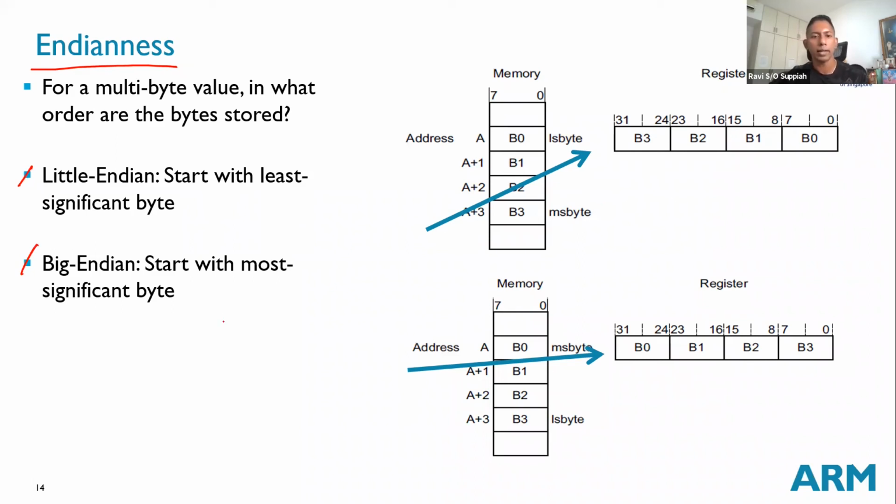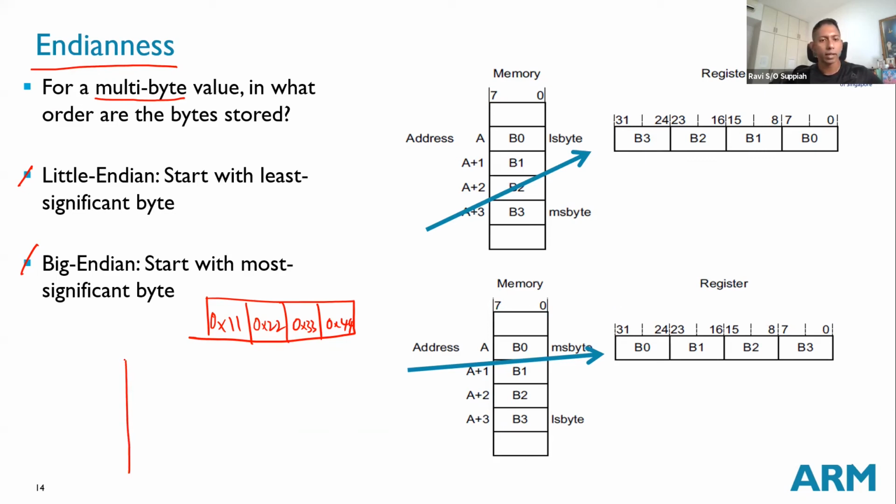If I give you a data, in hexadecimal, I give you 1, 1, 2, 2, 3, 3, and 4, 4. This is a 32-bit data. And if I say I want to store this 32-bit data, that means 4 bytes of data in my memory. So a multi-byte value is stored in memory in single bytes, correct? So how do I store it? There are two ways in which I can store it.